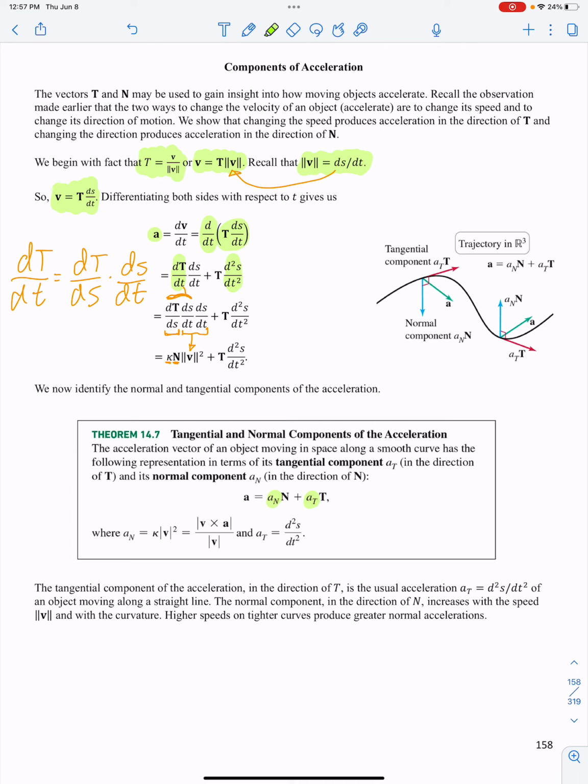We have a sub N is equal to this, and a sub T is equal to that. Right? The tangential component of the acceleration, in the direction of T, is the usual acceleration of an object moving along a straight line. The normal component, in the direction of N, increases with the speed and with the curvature. So higher speeds on tighter curves produce greater normal accelerations. Think about that for a while. It definitely makes sense. All right, let's try an example.